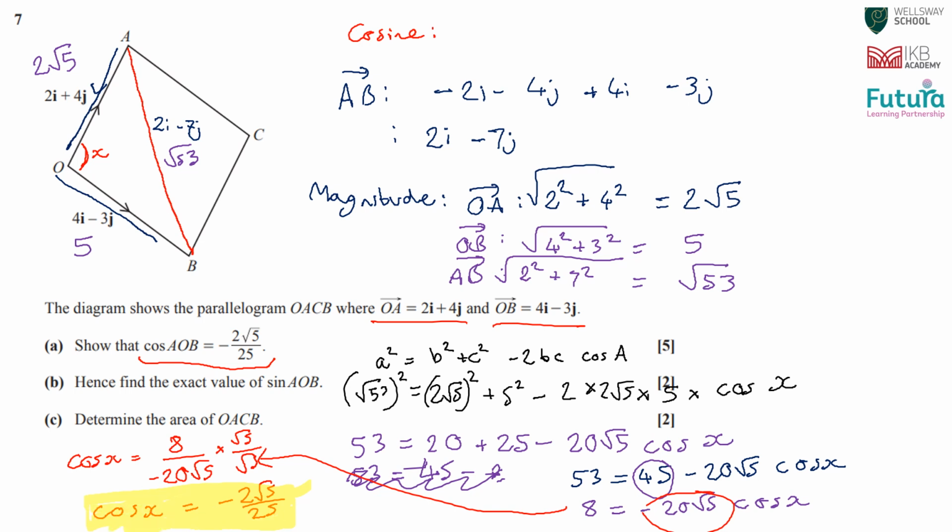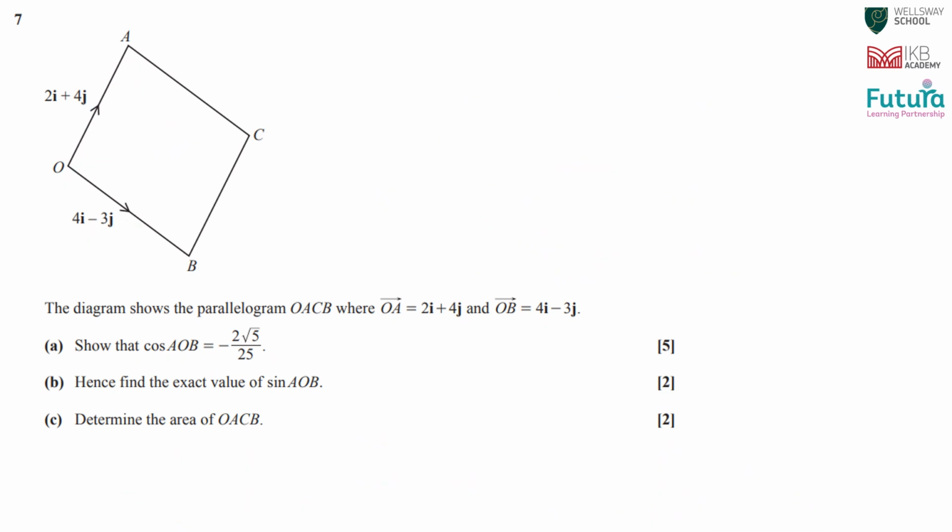After that, part B. So part B is a hence. And so even if you couldn't do part A, you should be able to have a go at part B. Find the exact value of sine AOB. The common mistake that loads of people made is they put this into their calculator and then started putting sine into their calculator. It doesn't work. It's not going to give you an exact value.